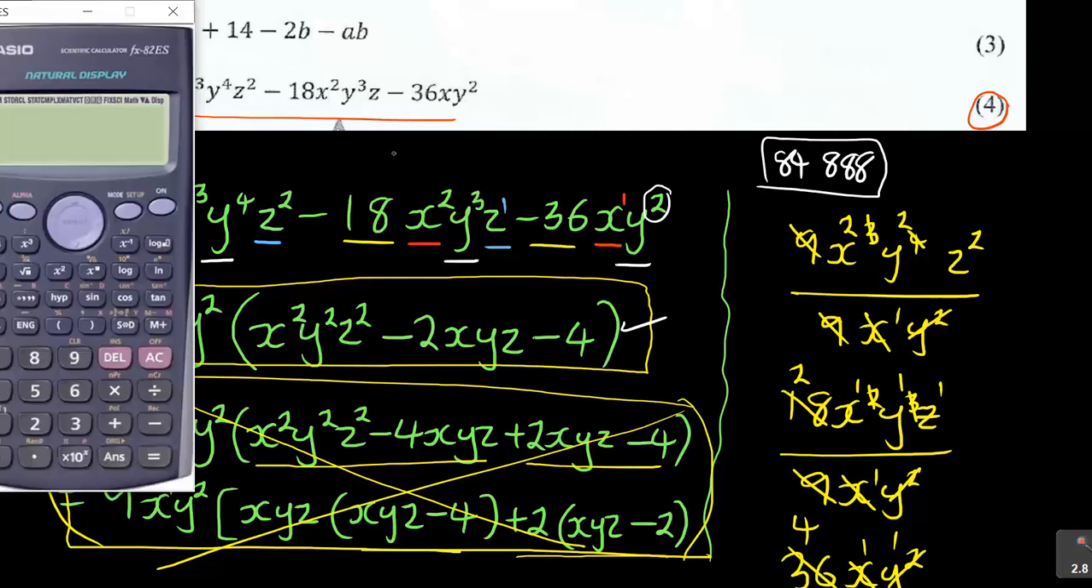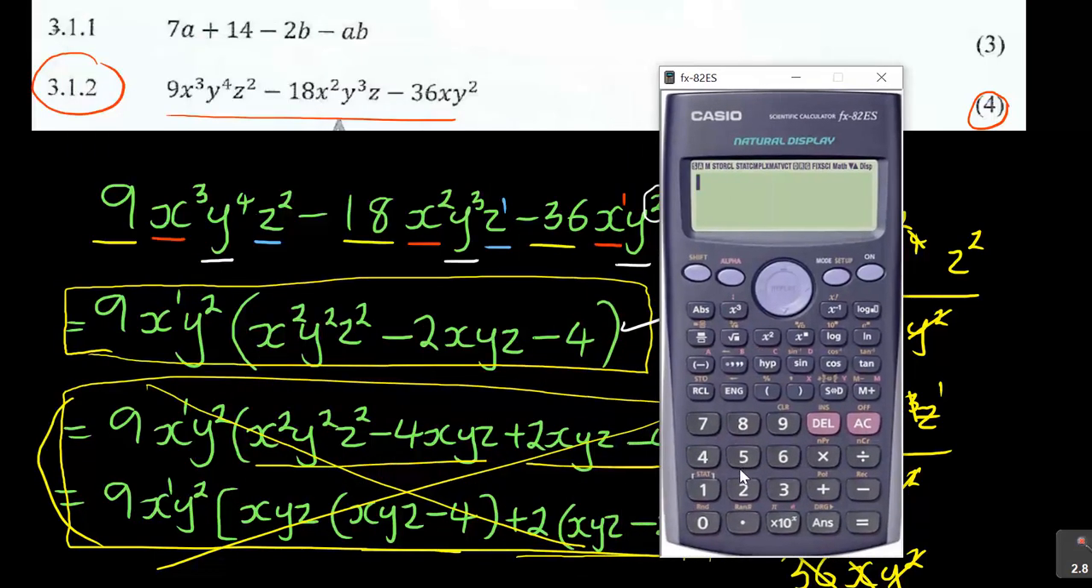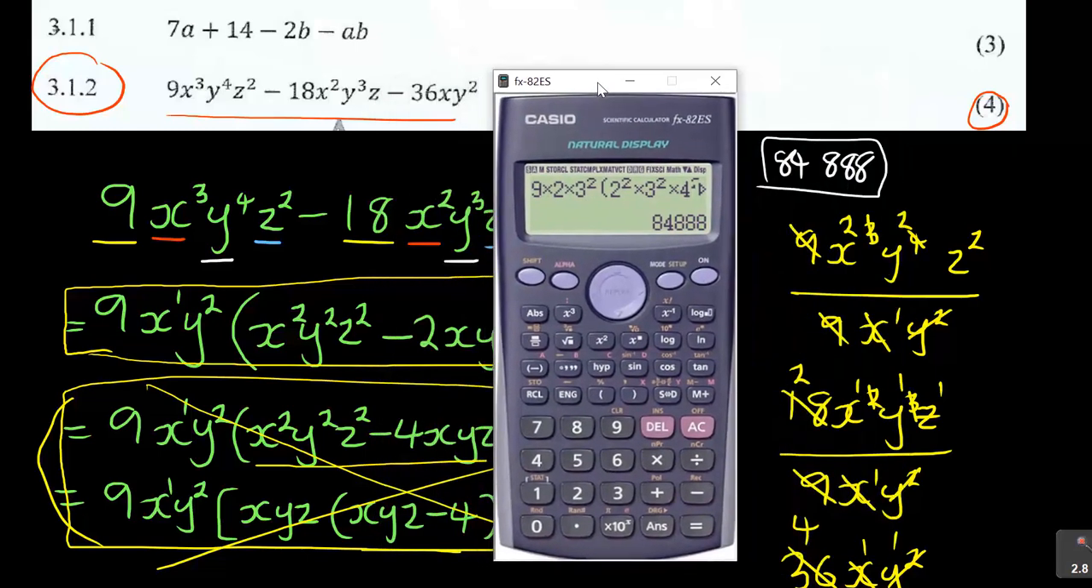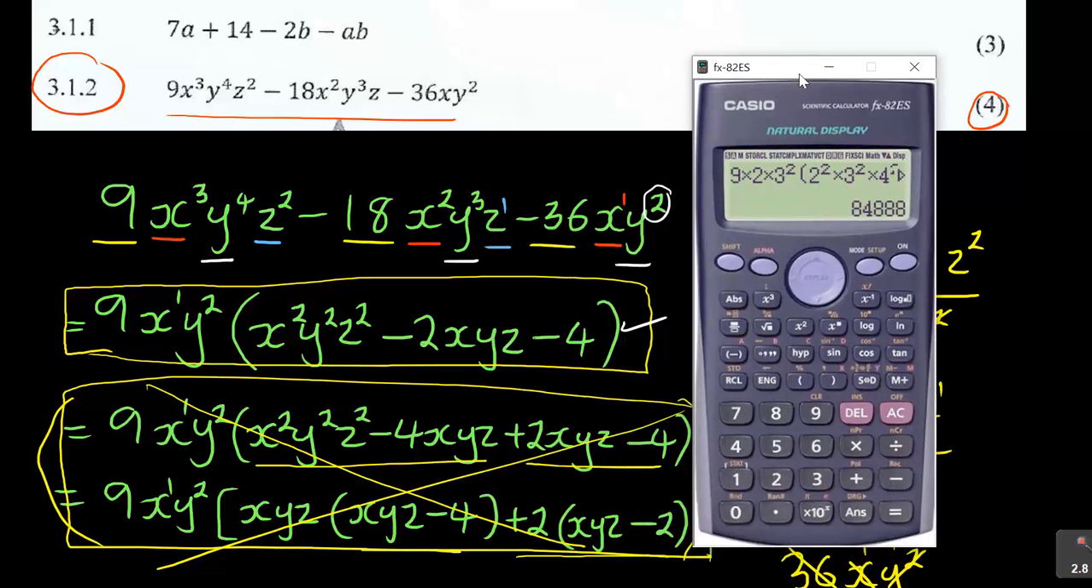I must get a similar answer here. Let's test it out. It's 9 times x, which is 2, times y, which is 3, squared. Put a bracket. X is 2 squared times 3 squared times 4 squared. You just need to be careful. Minus 2 times 3 times 4 minus 4, if I'm doing it well, equal to 84,888. You see that? So it didn't change.